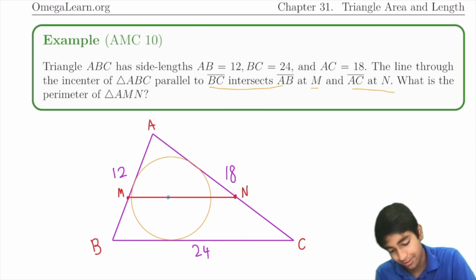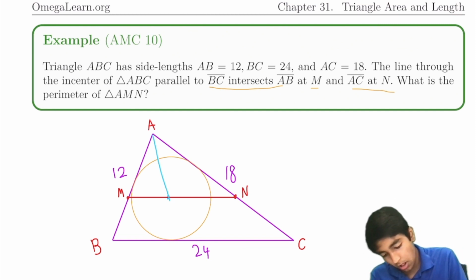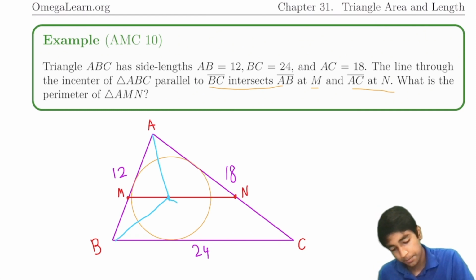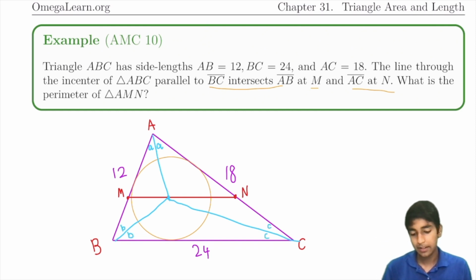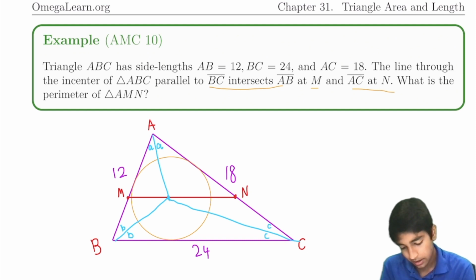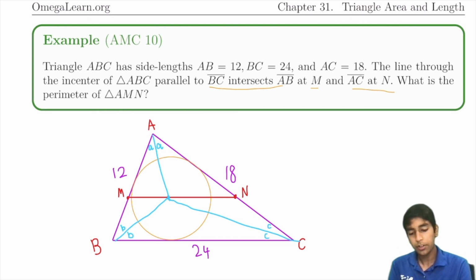There's angle bisectors. So all the lines passing through the incenter form angle bisectors. Let's say they form angles of A and A here, B and B here, and C and C here. Okay, well, we still don't know what to do to find AMN because we have no idea what MN is. Well, we need to somehow use the parallel line condition.